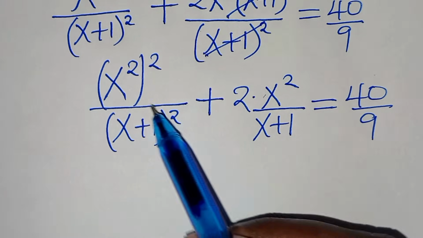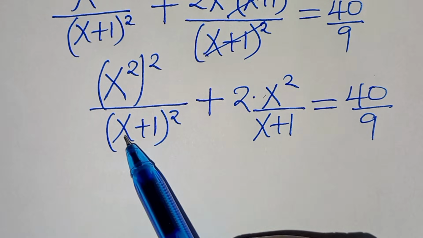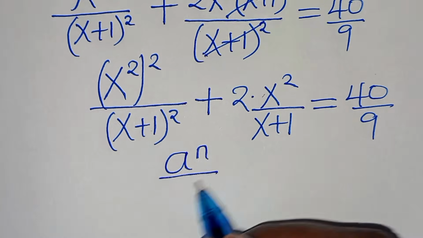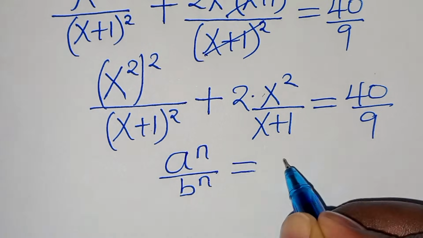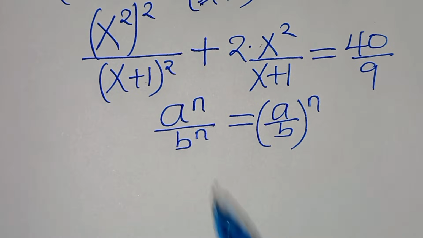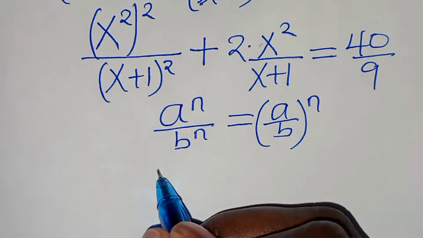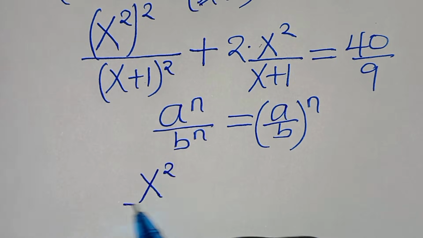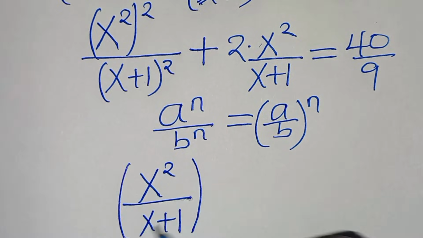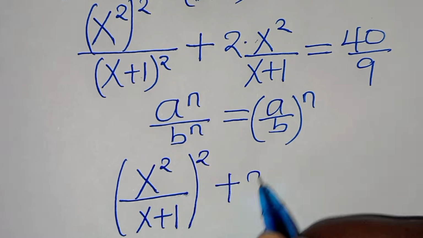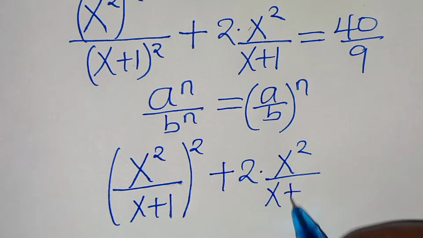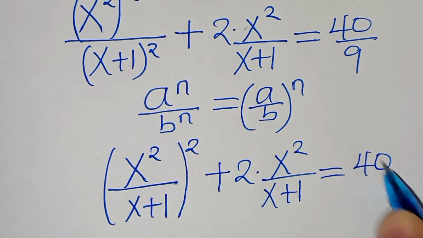The next step is that (x squared) to the power of 2 and (x plus 1) to the power of 2. This is in the form of a to the power of n divided by b to the power of n, which we can express as (a over b) to the power of n. Applying this exponent property, then here we have (x squared divided by (x plus 1)), everything here raised to the power of 2, then plus 2 multiplied by x squared divided by (x plus 1). This is equal to 40 over 9.